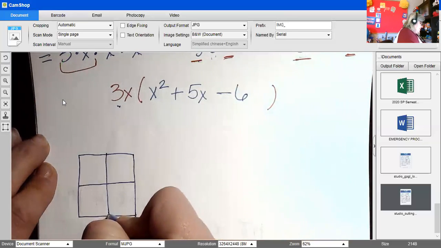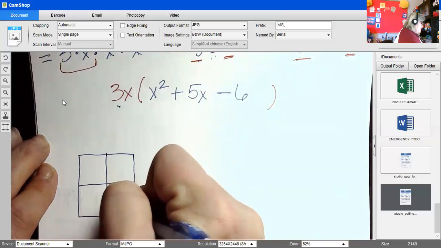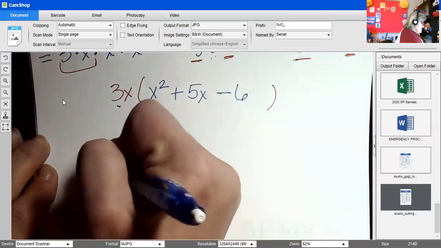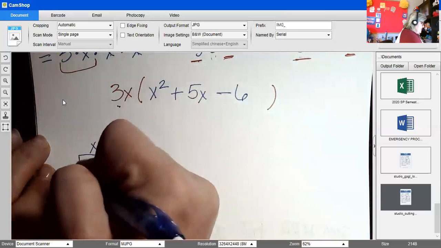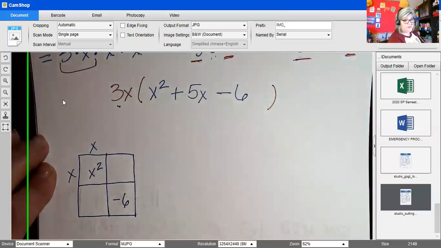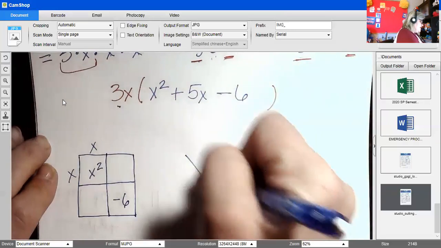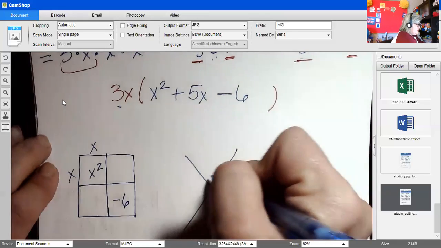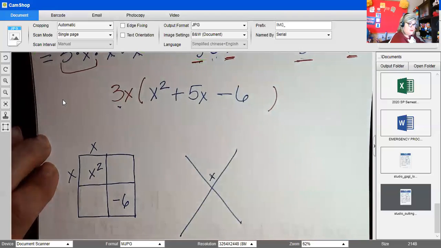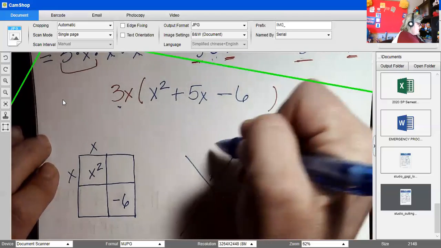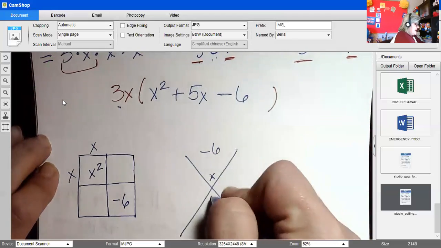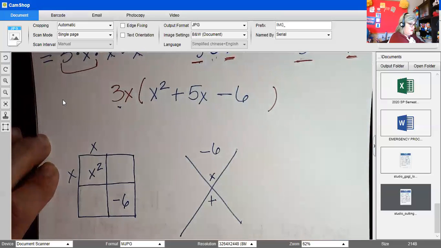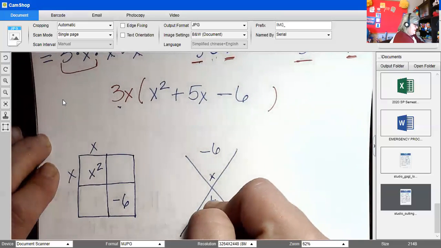Now, if you're really good with your multiplication tables, you may be able to do this box method without even going through the cross method. But the cross method is really good to be able to see what you're trying to do. So you're trying to multiply two numbers together that'll give you a negative 6, and then add two numbers that will give you that positive 5.